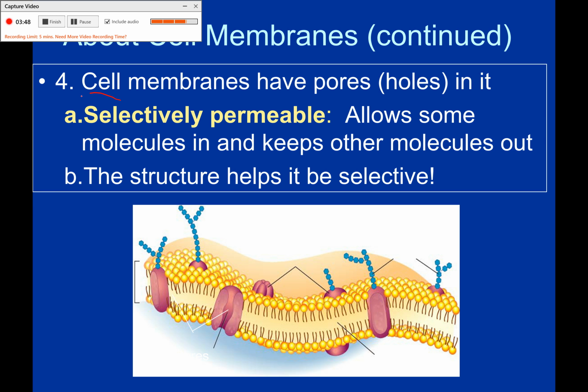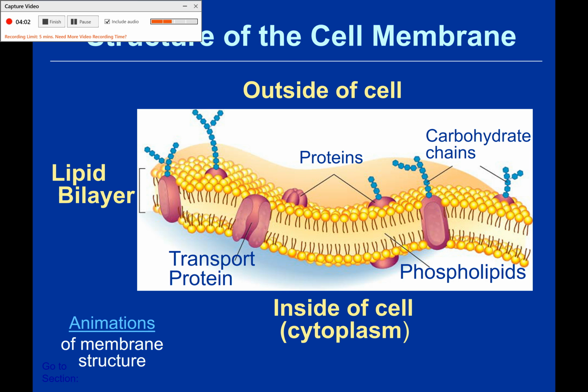On your sheet it says it's selectively permeable. That just means it selects what goes in and out of the cell. So that's what you should write in there: allows some molecules in and keeps other molecules out. So not everything gets inside the cell.